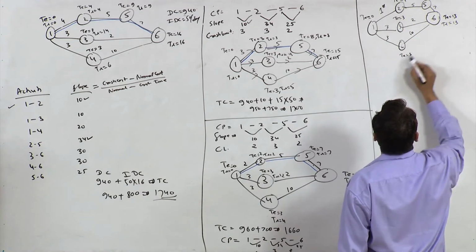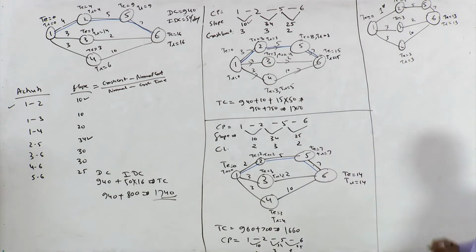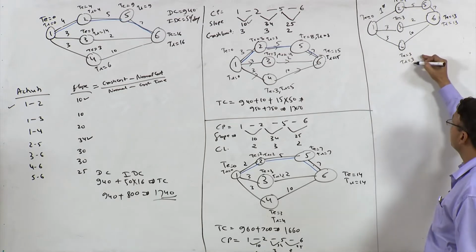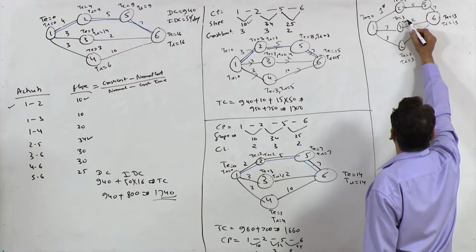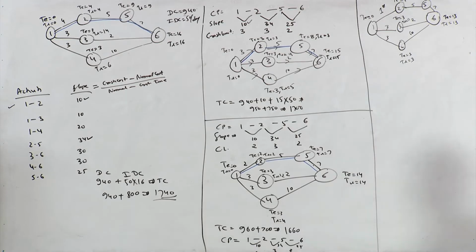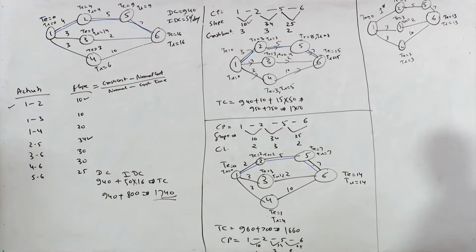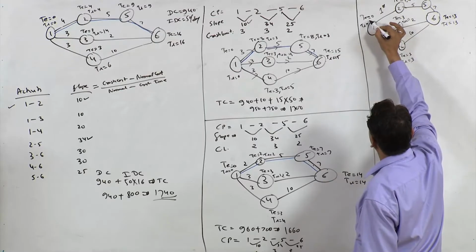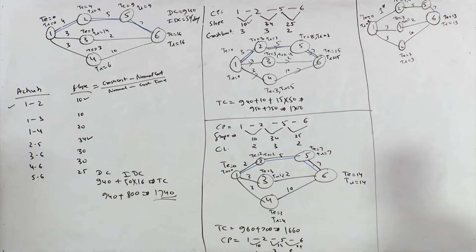TL is 13, TL is 3. Just see this point. Now for the first time we are getting TL and TE at this node equal. What about TL here? It is 11, 13 minus 2, this is 11. And TL at this point would be the same, 1, and TL at this point 0. So TE and TL are 0 at node 1.